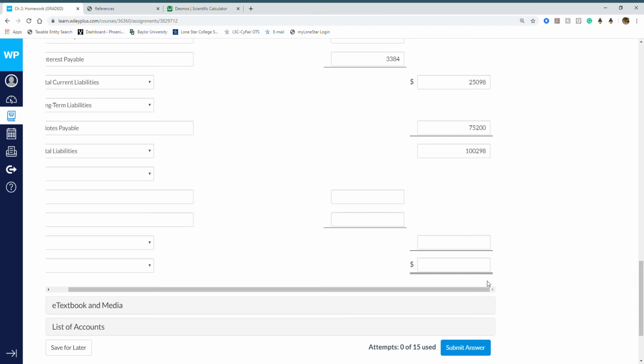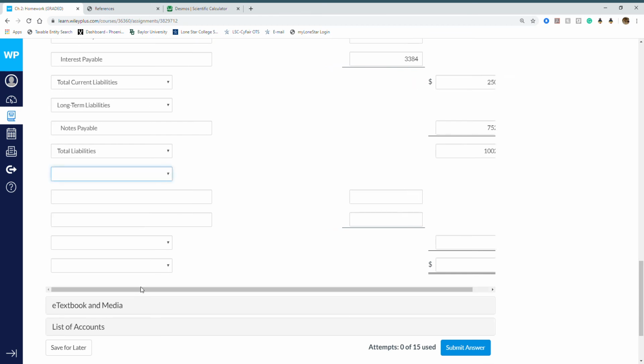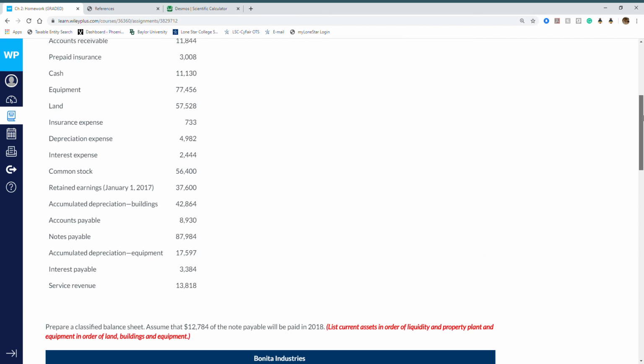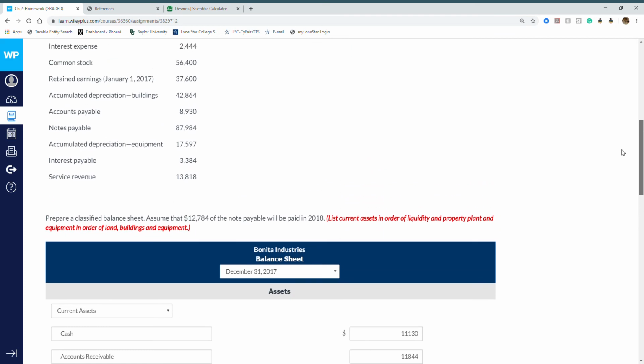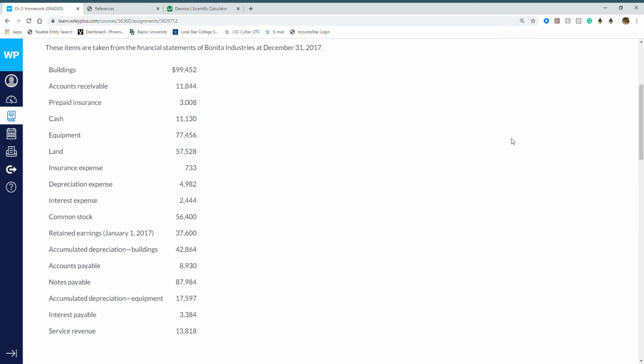Okay. Next, we do our stockholders' equity. Of course, first is always common stock, and then retained earnings. And then it should be our total stockholders' equity. So let's go find common stock. 56,400. Okay, and then retained earnings. Whoa, retained earnings is right here, and it really tells you that it's the beginning of the year. It's not the ending. So we can actually go and calculate retained earnings, but I'm going to show you a nifty little trick.